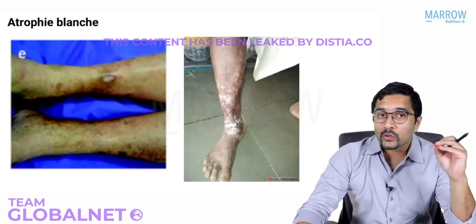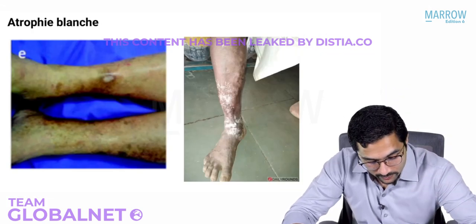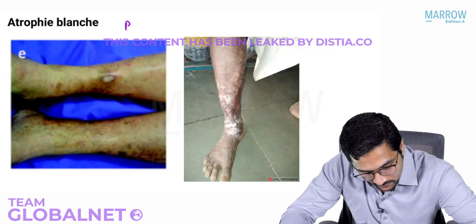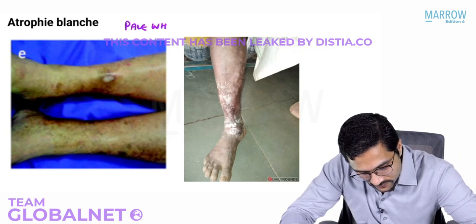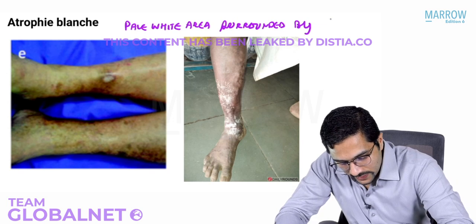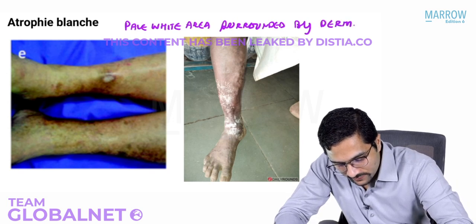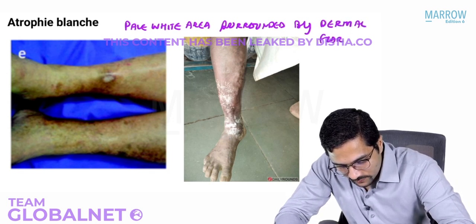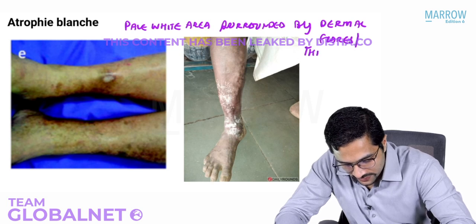Another term is atrophy blanche. Atrophy blanche is a pale white area surrounded by dermal flares or thread veins. That is known as atrophy blanche.